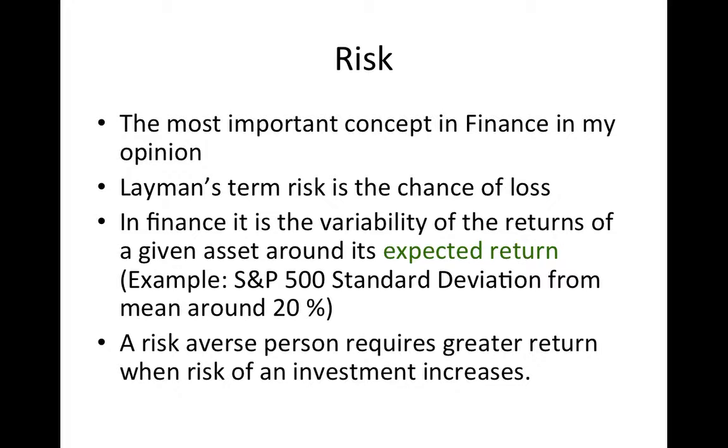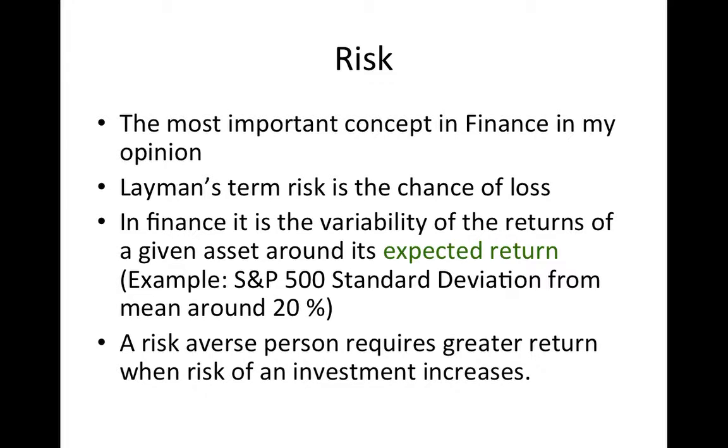But basically, one way to define risk is the variability of the returns of a given asset around its expected return. Now, what is expected return? Expected return is, in a way, the average return, the mean return, over many different states of the world, many different scenarios.